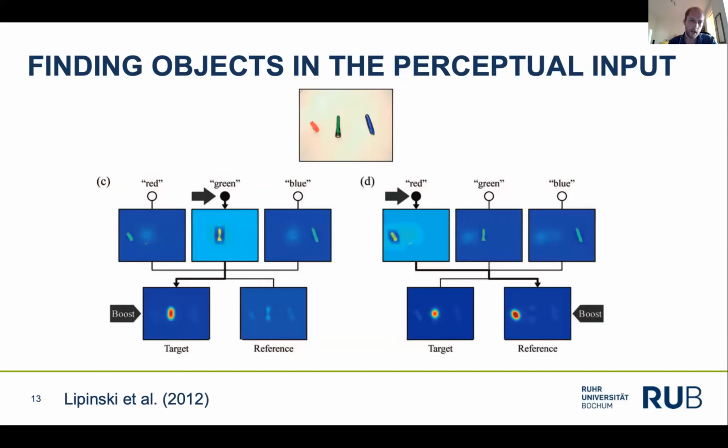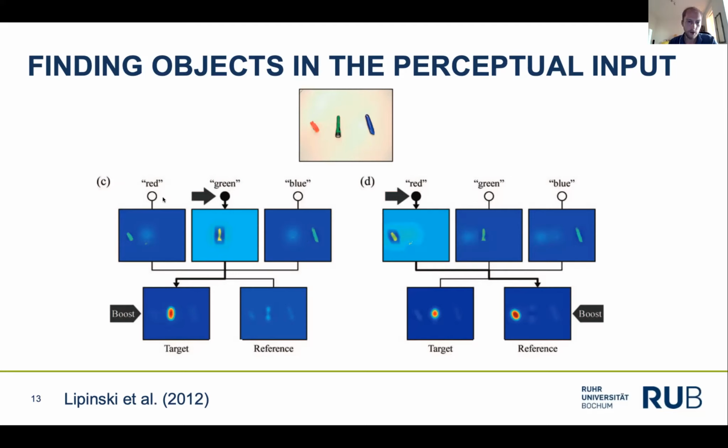We have a color space field that is defined over the two spatial dimensions of the visual input and an additional color dimension. Here we see two-dimensional slices for the three colors, red, green, and blue. And we can see that the red object has a peak in the red region, the green object in the green region, etc. Or rather, it's not a peak, but it's a sub-threshold bump of activation.